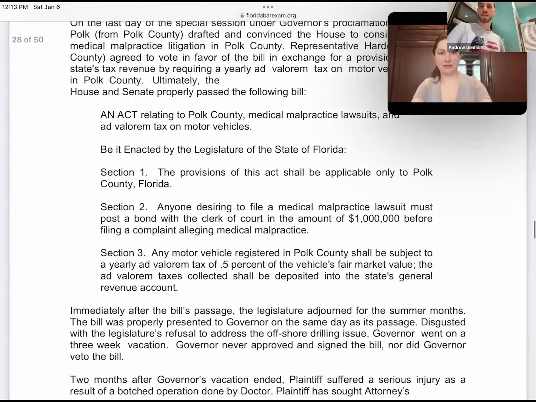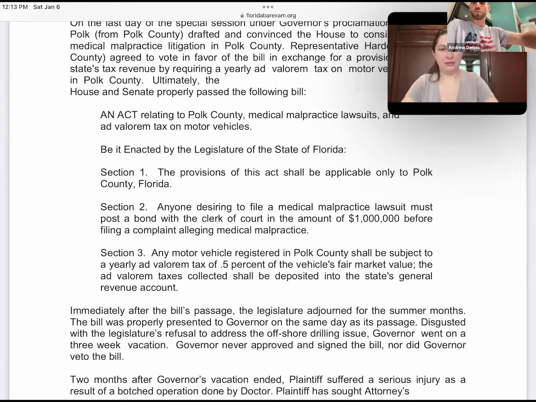All right, let's have section 2. Anyone desiring to... I knew it. This is access to courts. Anyone desiring to file a medical malpractice lawsuit must post a bond with the clerk of court in the amount of $1 million before filing a complaint alleging medical malpractice. If that doesn't signify access to courts to you, please make sure it does as of this moment in time, right? They're making it difficult for you to go to court. You've got to post a bond of $1 million just to file a suit. Damn, that's hard. And then I would say, is it a suspect class? Are they targeting people? It doesn't seem to be, but maybe there are equal protection and due process issues for sure.